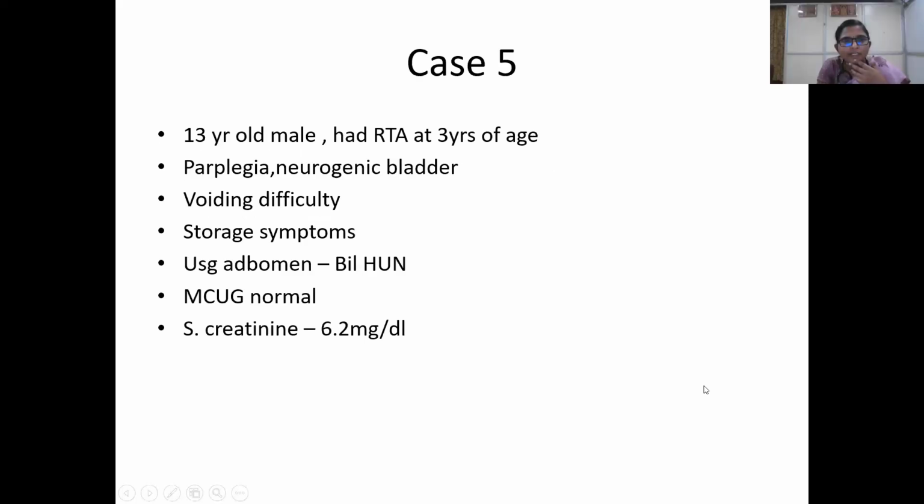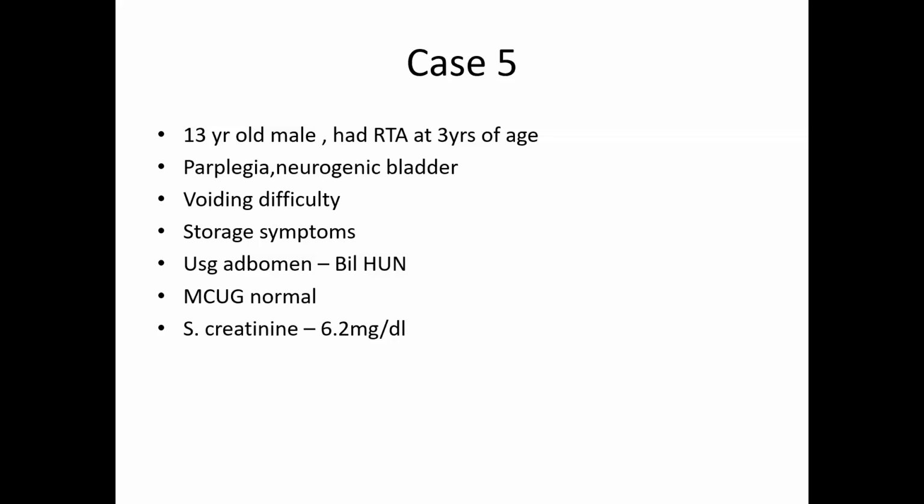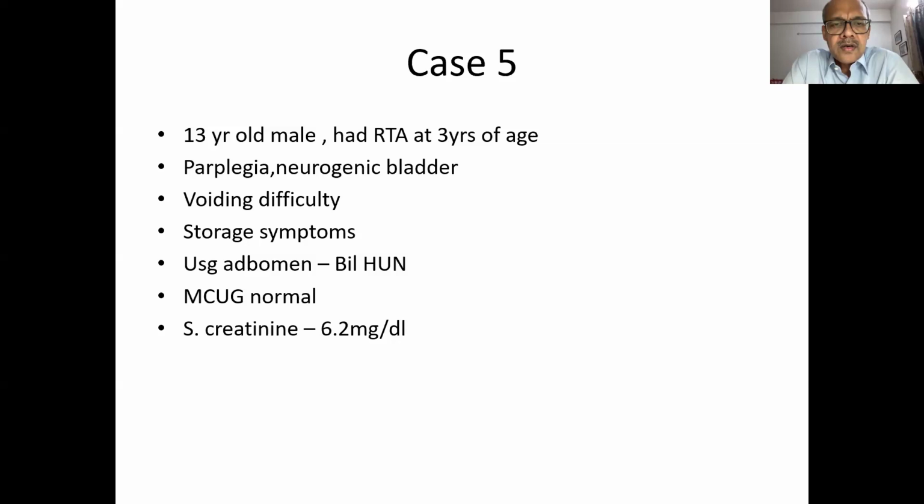Coming to case 5, a 13-year-old male had RTA at 3 years of age, paraplegia, neurogenic bladder, voiding difficulty, storage symptoms, ultrasound showing bilateral hydroureteronephrosis, MCUG was normal, creatinine is 6.2. Okay, so just one point in these patients who have spinal cord problems, it is important to see the level of the injury. And if they have anything in the cervical area or the upper thoracic area, then you must take a history to elicit whether the patient has autonomic dysreflexia.